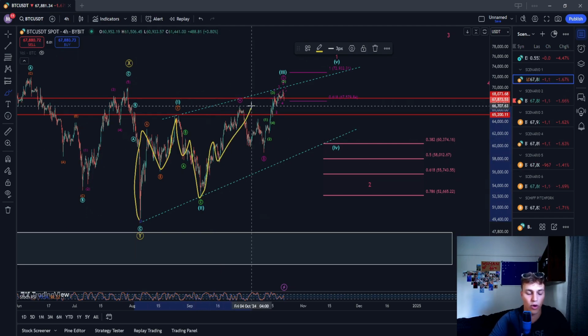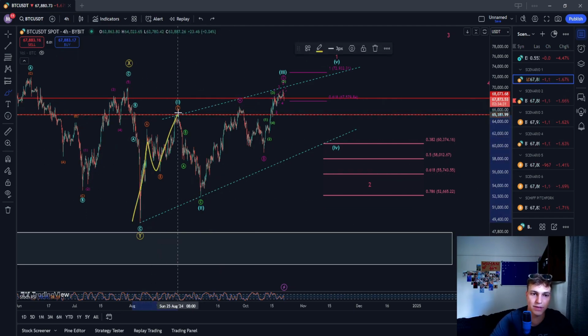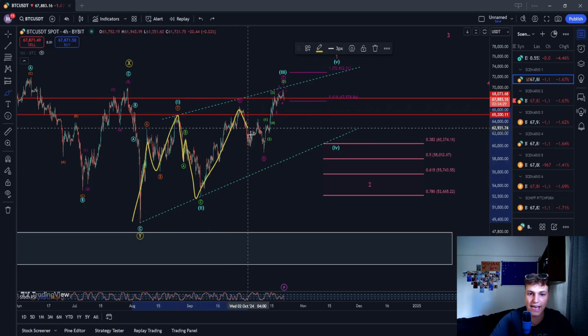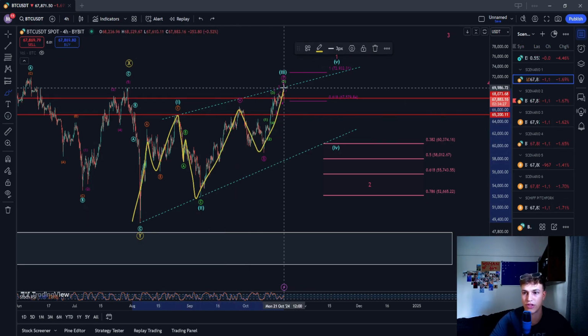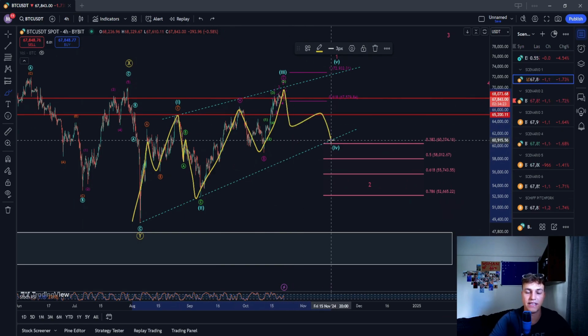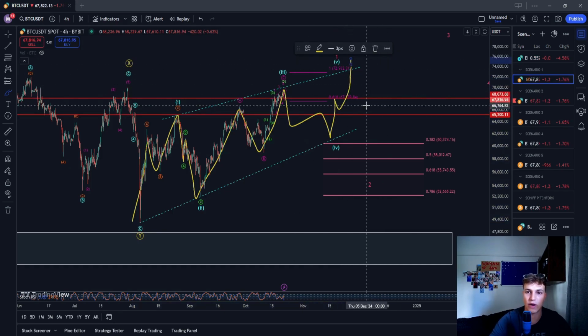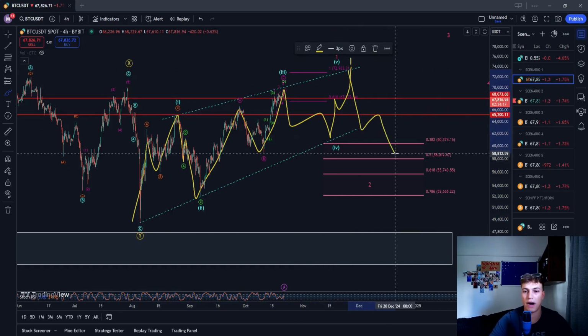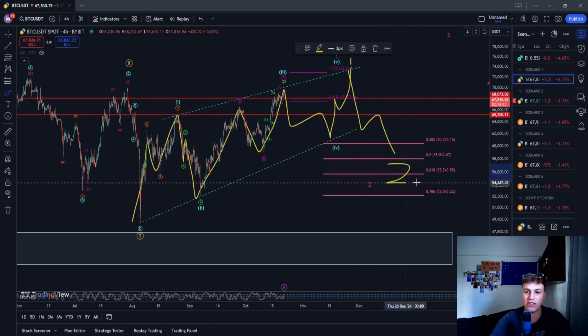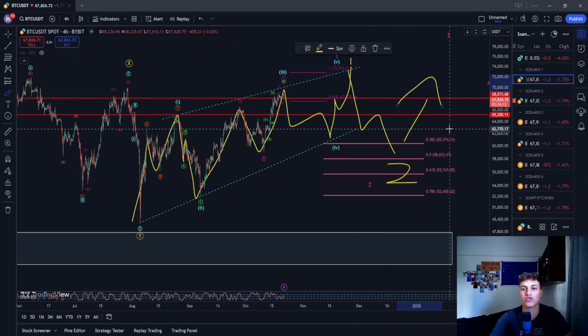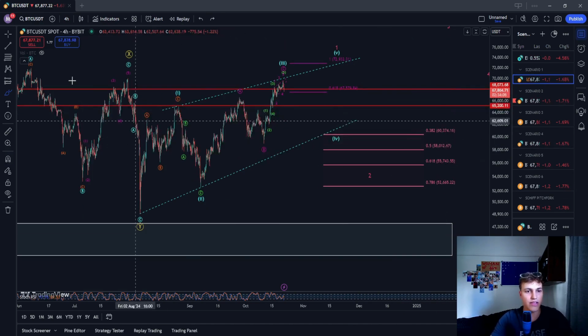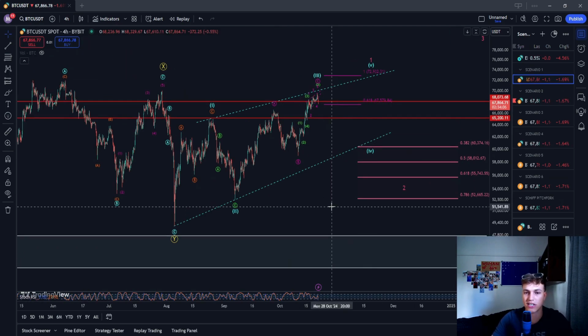A, B, C, A, B, C, A, B, C, now finished in 3 possibly, and now we're looking for an A, B, C down, A, B, C up, before finishing that wave 1, then followed by a 3-wave structure in the wave 2 before that blast off in the wave 3. That is what our main scenario on the chart looks like right now.